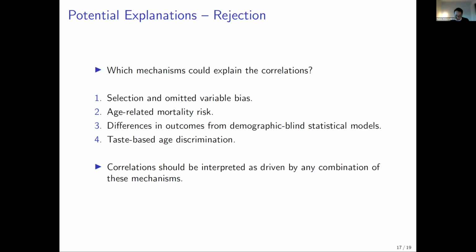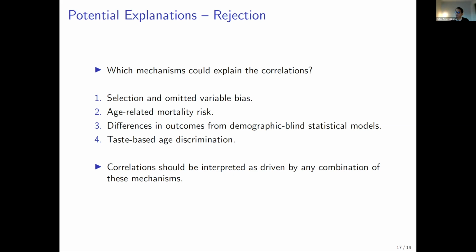So of course, for the first part of the paper where I show you this high rejection probability, I'm only showing you correlations. And so the result should be interpreted as conditional correlations that could be driven by any combination of these reasons that I show you here or other reasons that I might have omitted.